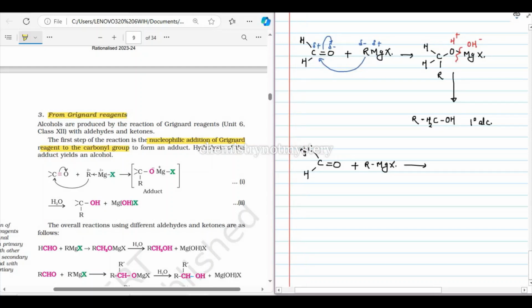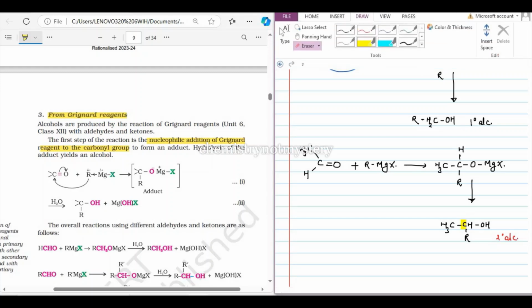So here you will get CH3, carbon. On one side it is already bonded to hydrogen and on the other side it will make a bond with the alkyl group. It is bonded to oxygen, which is again bonded to MgX. And after the hydrolysis you will get CH3CHR and here OH. So this is the carbon to which OH is bonded, with another two carbons, which means this is a secondary alcohol.